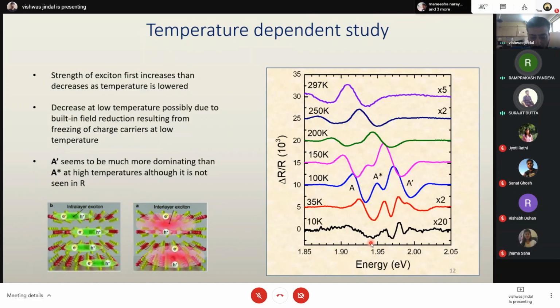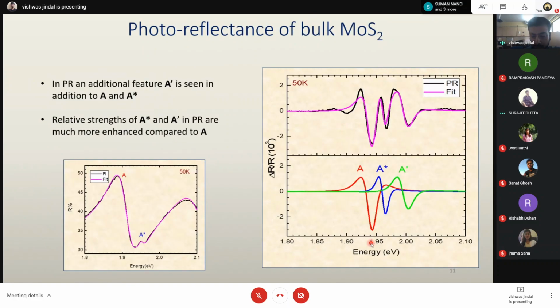What is the Fermi-Dirac function saying? It is not playing any role here. By probing, you are just creating this electron and hole excitation, and excitons are forming. There is a density of states that exists in the sample itself, whose signature we are seeing here.